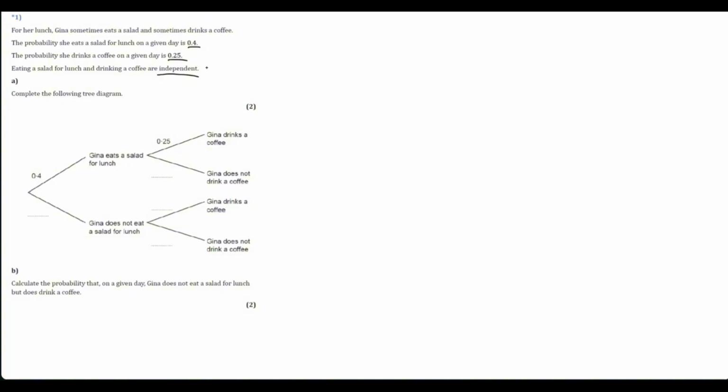Okay, quick reminder, with independence in probability, it just means that one event won't affect the other. So if she eats a salad for lunch, it really doesn't affect whether she drinks a coffee or doesn't drink a coffee. So one event won't affect the other. And so we can just complete the tree diagram now.